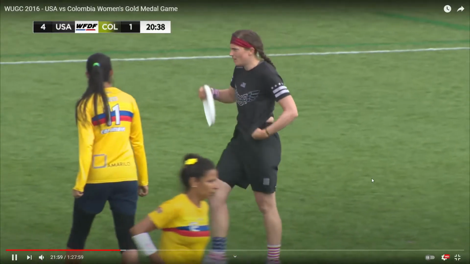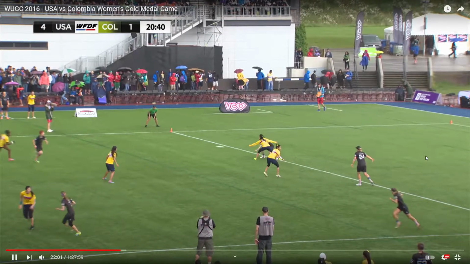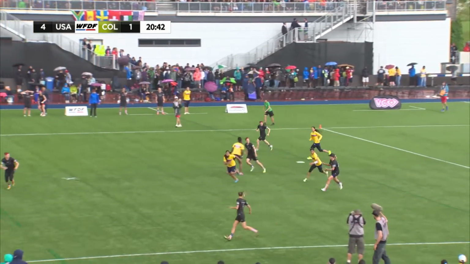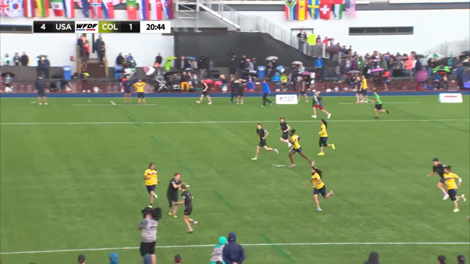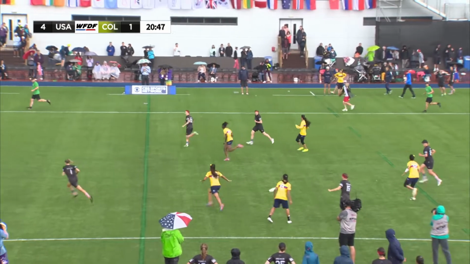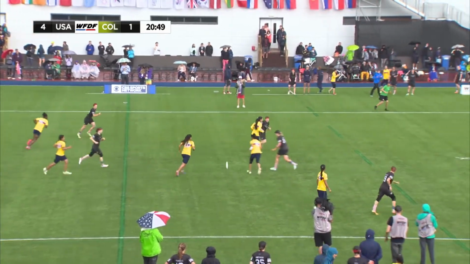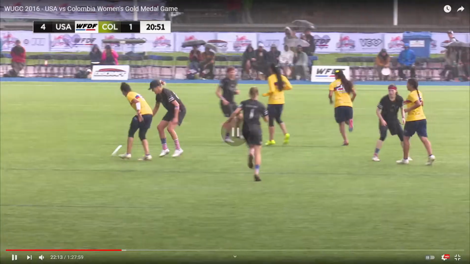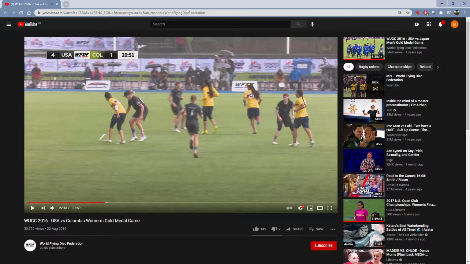But if we see this again, this player kind of uses her jersey to dry off the disc, giving it to someone who can see it easily. You really see that happen a lot, especially on a wet day, with a continuation to someone cutting.